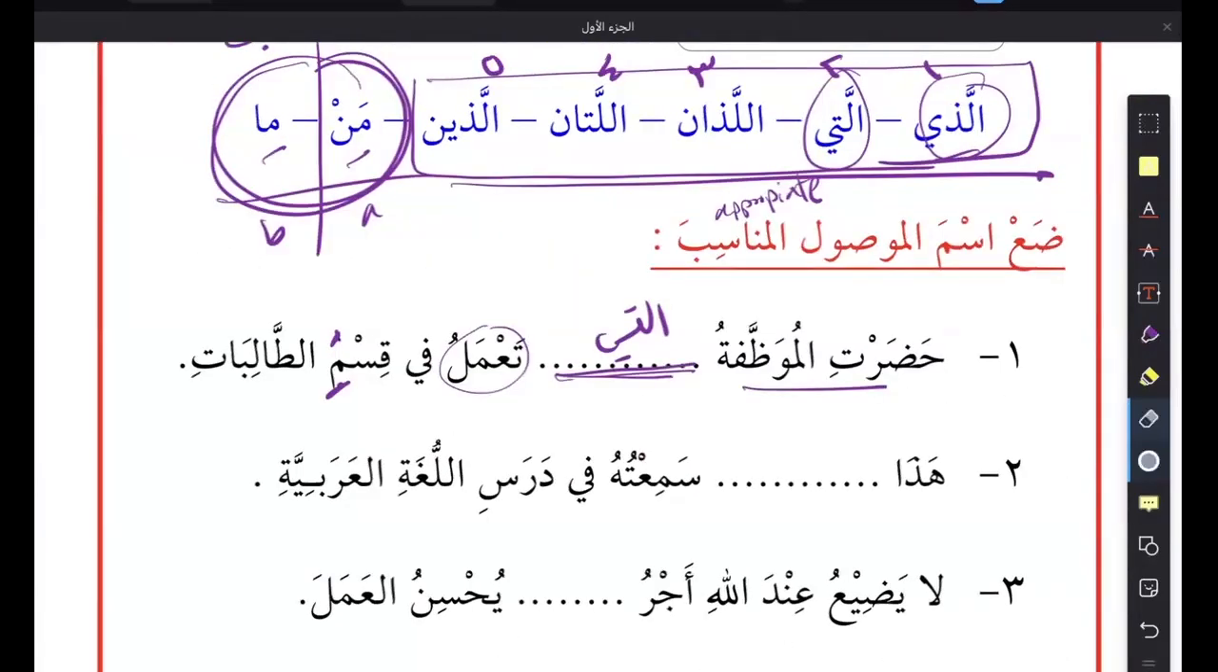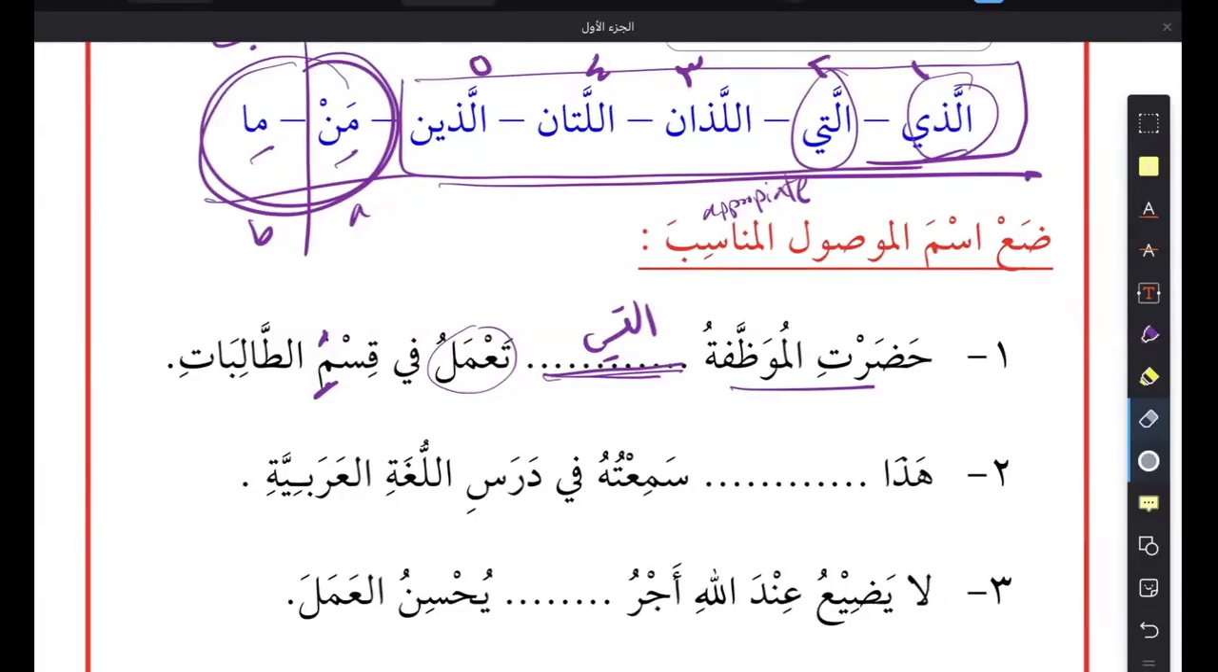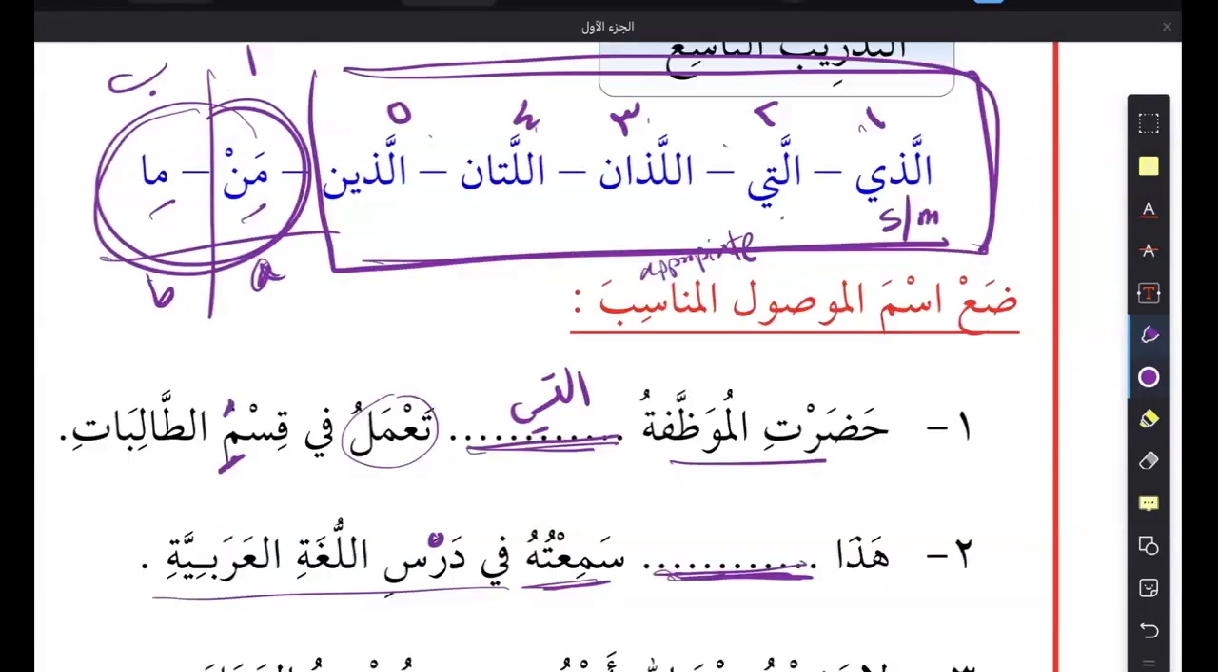Then he says هذا, then we have a blank, سمعته في درس اللغة العربية. What goes here? الذي is for singular masculine. التي is for singular feminine. اللذان is dual masculine. اللتان is the dual feminine. الذين is for plural masculine. And اللاتي is for the plural feminine.